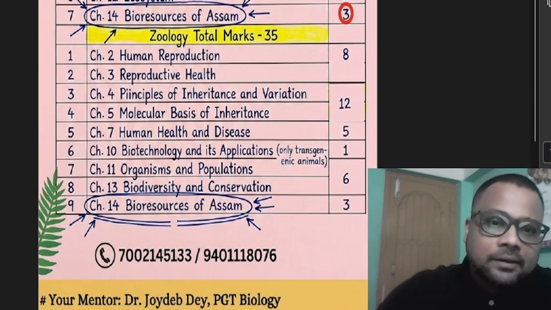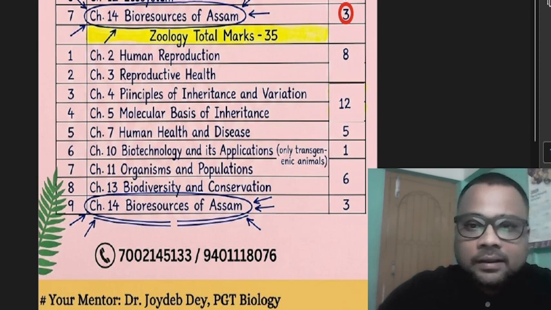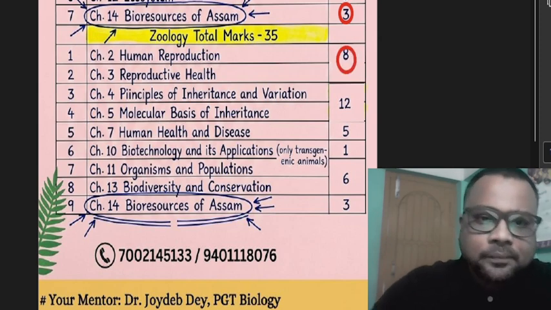In the zoology part, if we look, from the reproduction unit, human reproduction and reproductive health in combination will get 8 marks, right?